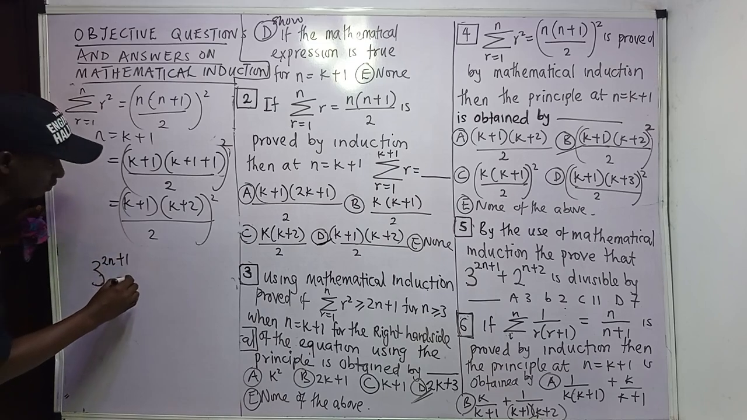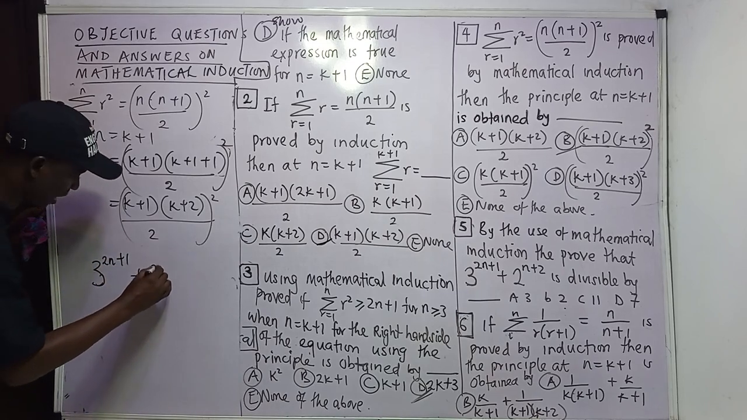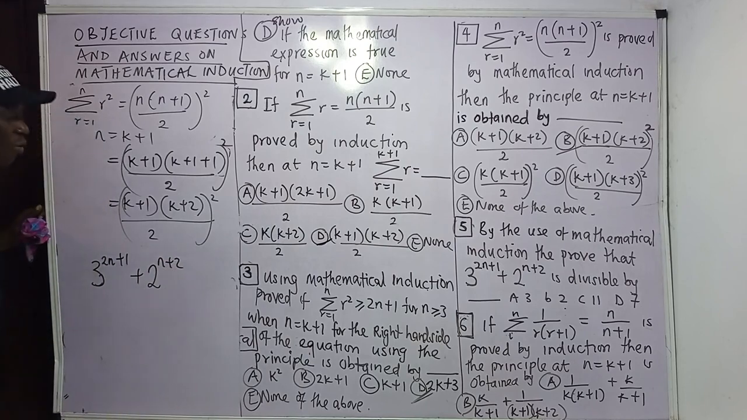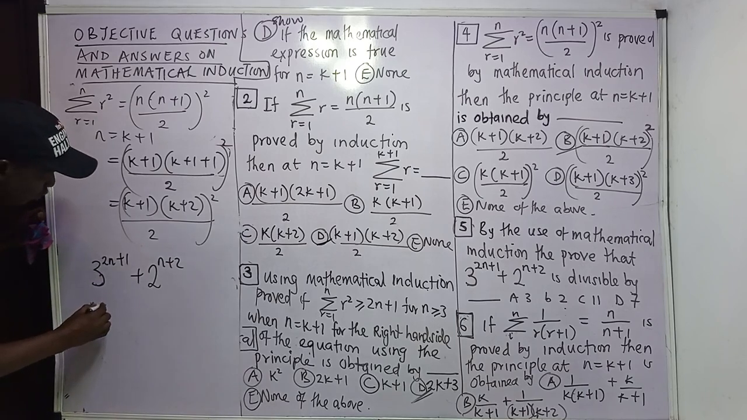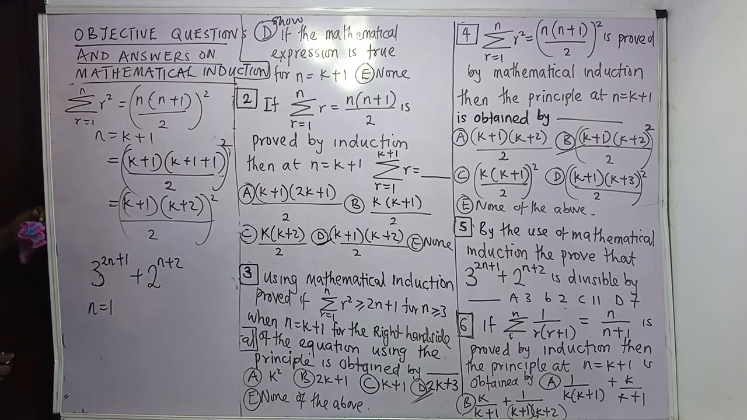2n plus 1 plus 2 raised to n plus 2. Now, what we want to do is, anywhere we see n, put 1 there. So you test for n equals 1, to show that it is true for n equals 1.